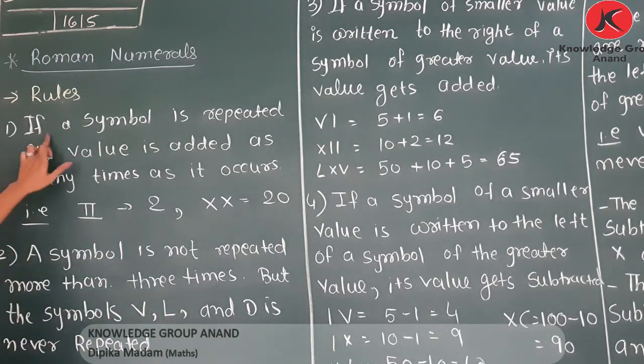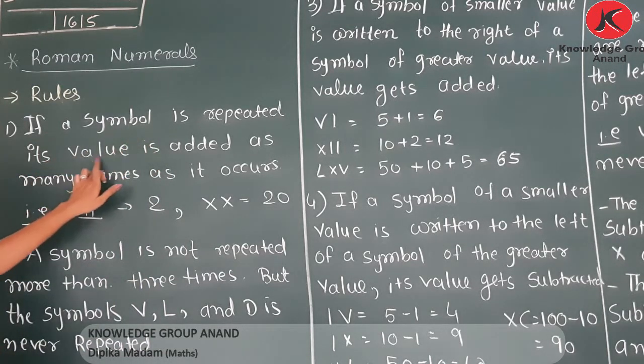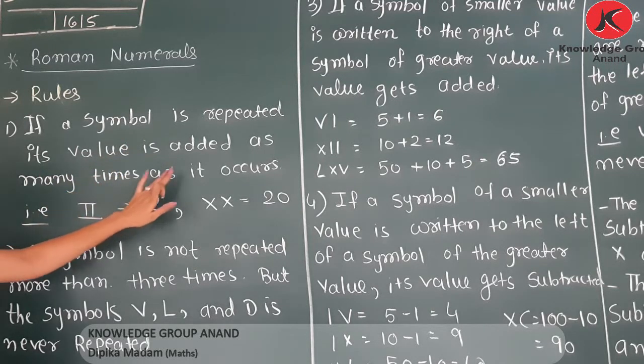So first is, if a symbol is repeated, its value is added as many times as it occurs.